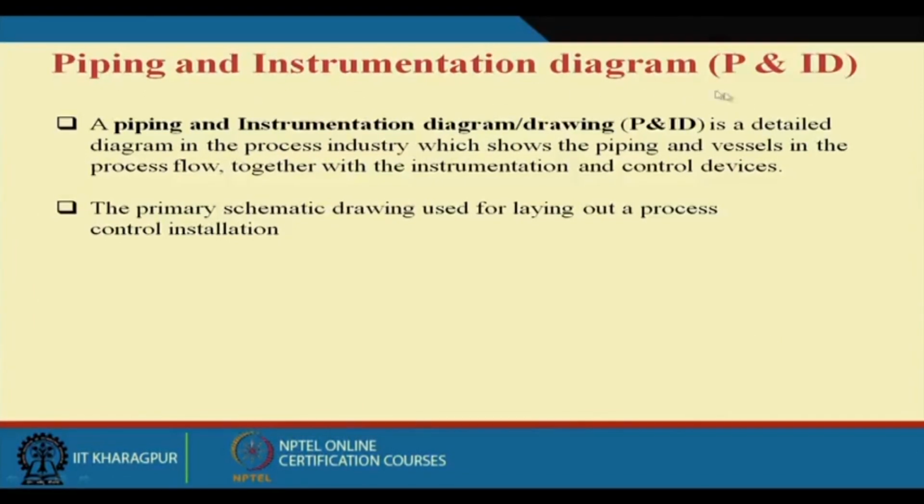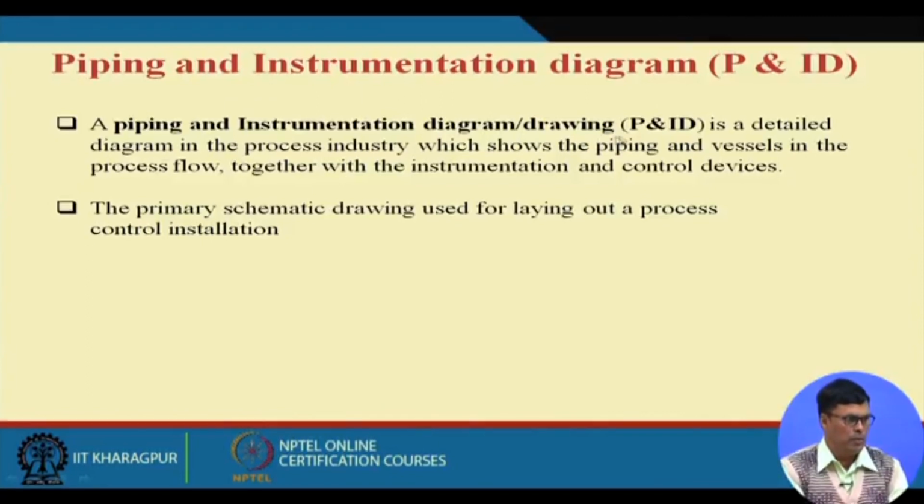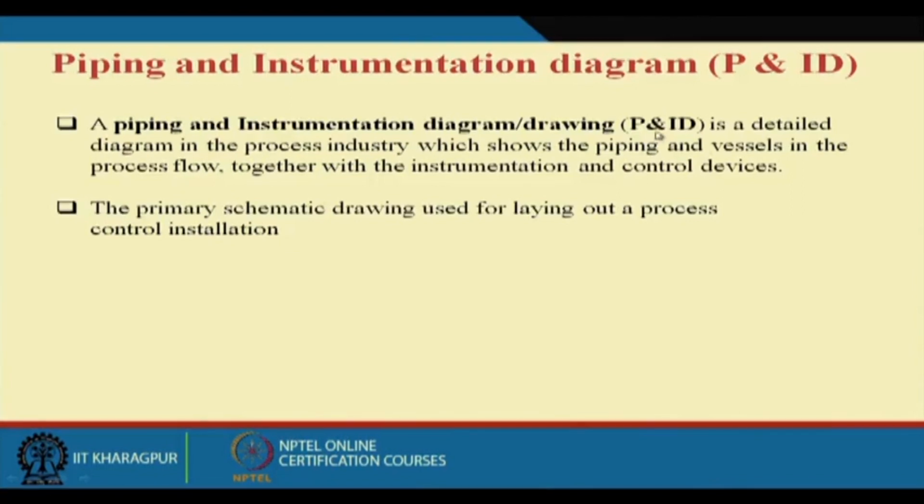Now, piping and instrumentation diagram. A piping and instrumentation diagram and drawing is a detailed diagram in the process industry that shows the piping and vessels in the process flow together with the instrumentation and control devices. So, this piping and instrumentation diagram is usually located in the control room of any fermentation industry. There you can find out how the liquid is flowing from one end to the other, what different valves are open, what different pumps are functioning, so all this information will be available. And this is also what you call the P&ID diagram.